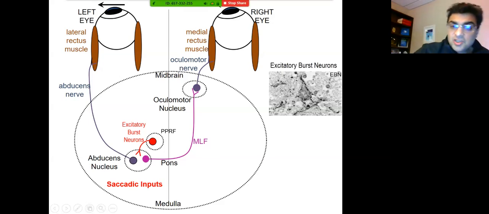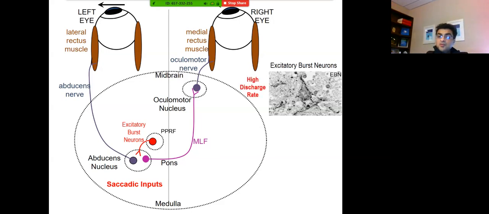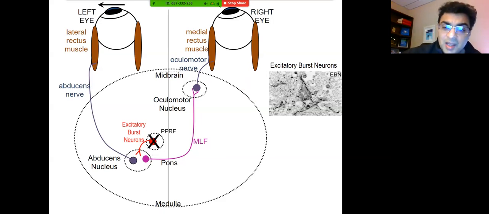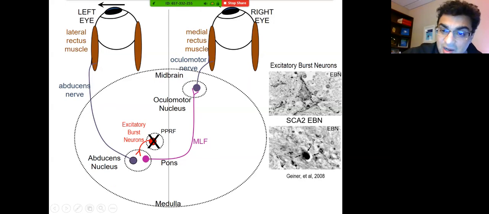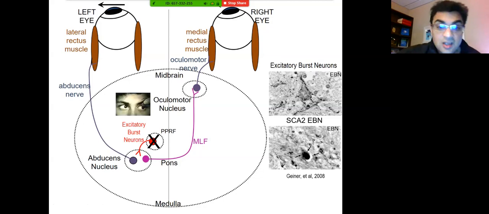So here is a picture from one of my colleagues, Jean Buettner-Annever. Jean has demonstrated in her paper this excitatory burst neuron in the PPRF. And of course, they have a very high discharge rate. But then she also showed a brain of an SCA2 patient. Of course, this is not the same brain, but she found a very identical looking area of the burst neuron. And what you can see, you see the inclusions here. So this burst neuron here, which is normal, is not there in SCA2. And as a result, they cannot generate good enough bursts. So what happens? Your saccades, of course, are not going to be fast enough, and they will be very slow.